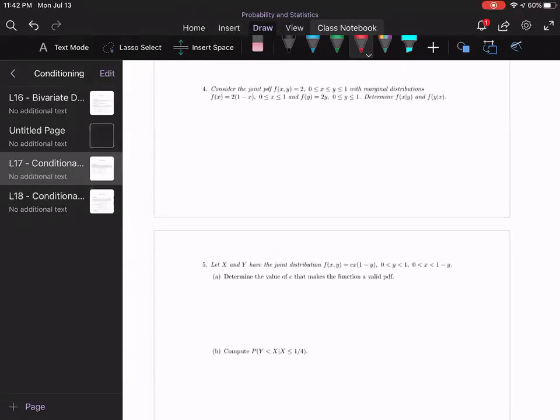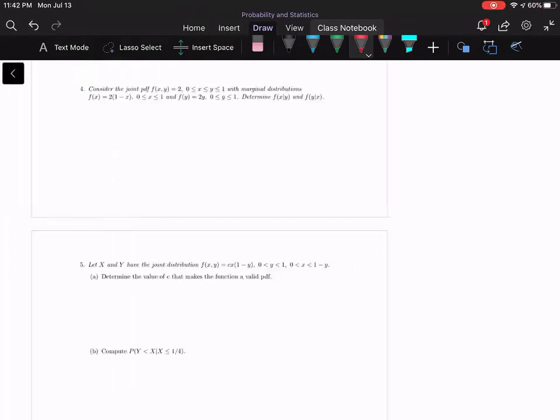So this is related to another problem that we had in the last handout. It's the joint distribution of 2, where x is less than or equal to y, and they're both bounded between 0 and 1. We found the marginal distributions on the last handout. I'm just reporting them again here. And we want to determine the conditional distributions of f x given y and f y given x. And so this is maybe the most straightforward problem that we have on this handout.